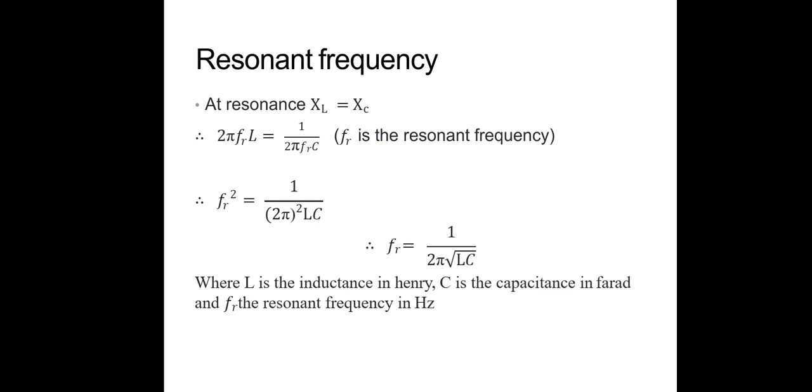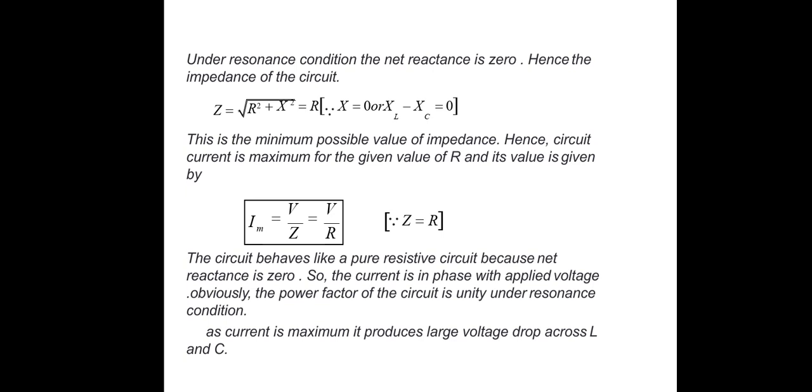Under the resonance condition, the net reactance is 0. Because XL equals XC, both are in phase reversal, so both will be cancelled. Hence the impedance of the circuit Z equals the square root of R square plus X square, where X is equal to 0 because XL minus XC equals 0. This is the minimum possible value of the impedance, which is what we call the series resonant circuit.